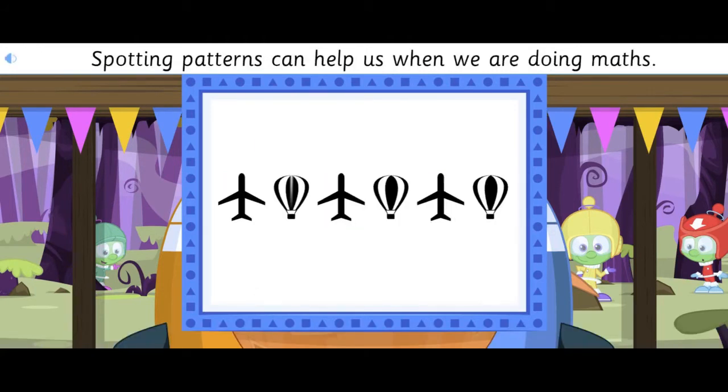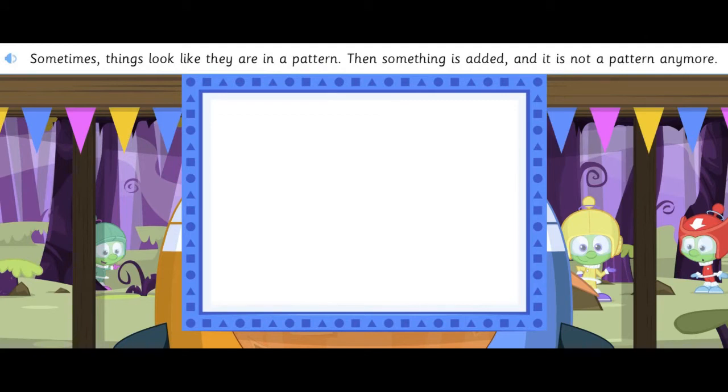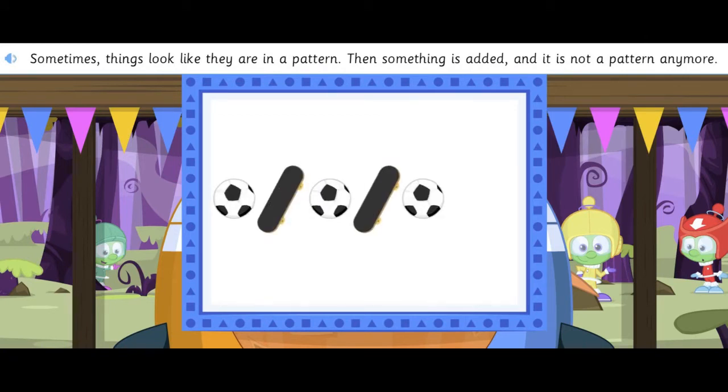Spotting patterns can help us when we are doing maths. Sometimes things look like they are in a pattern. Then something is added and it is not a pattern anymore. This is not a pattern.